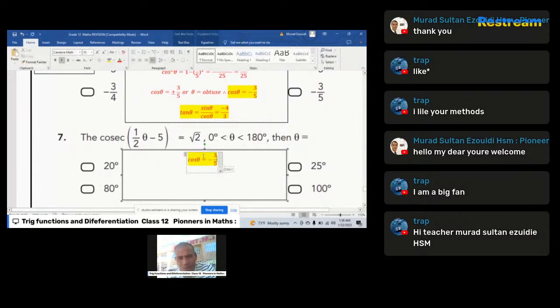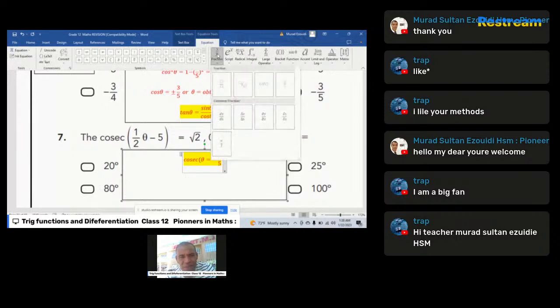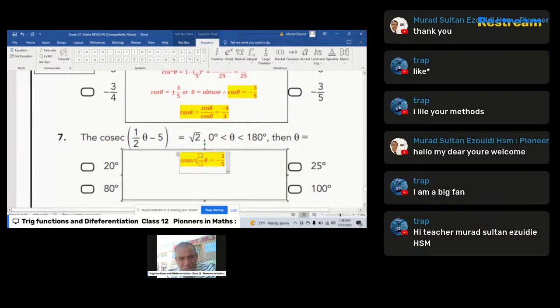We have cosec of, between parentheses, half theta, meaning theta divided by 2, as you like. Theta divided by 2, minus what, learners? Minus 5. This is equal to root of 2.